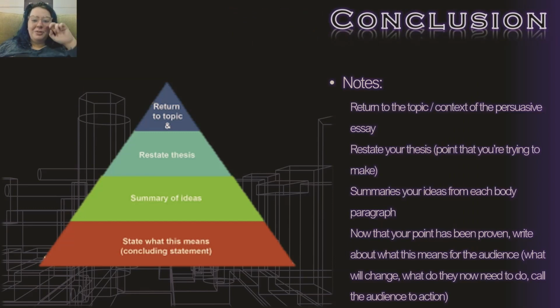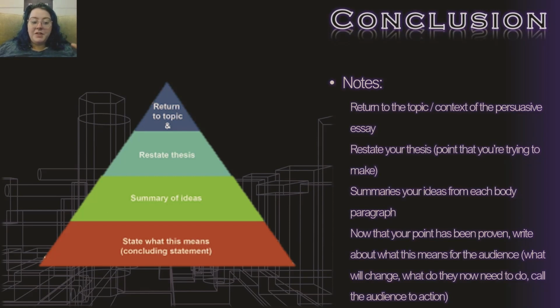Alrighty, and conclusions. This is the last part of your persuasive essay. As you can see, the conclusion is actually a right side up triangle, which is the opposite of our upside down triangle for the introduction. So that means that the more we go out in our triangle, the further away we're going to get from our topic. So it says return to topic here. When restating your thesis, and then on notes here it says return to the topic, context, persuasive essay, restate your thesis, point out the point that you're trying to make. So yeah, bring up that thesis again, bring up your opinion.